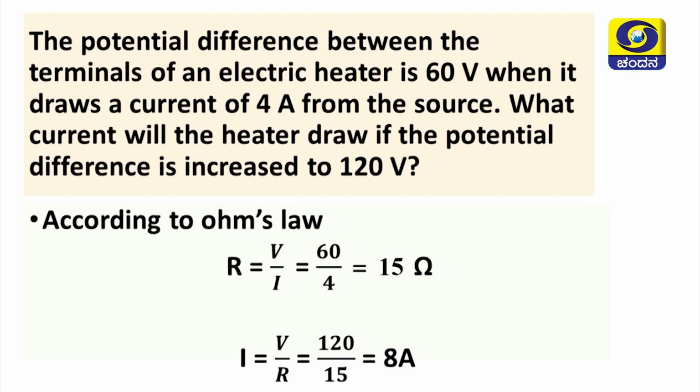Now, what has the problem informed us? The potential difference has been increased to 120 volt. So, we need to calculate the current that the heater draws. So, to calculate the current, I is equal to V by R. V, the potential difference, is 120 volt and resistance is 15 ohm. So, we get electric current as 8 ampere.